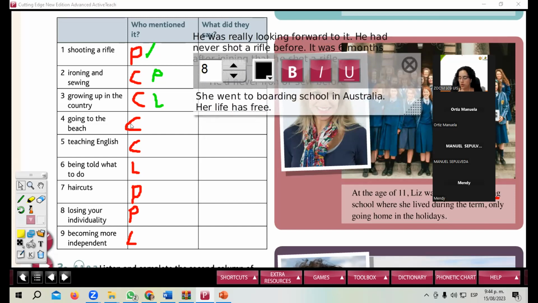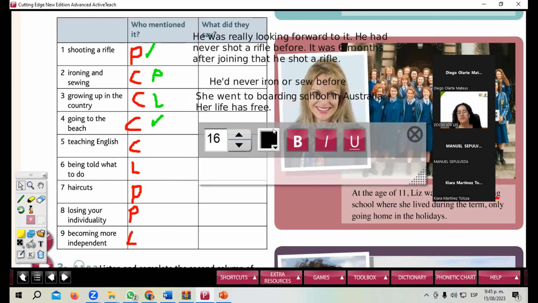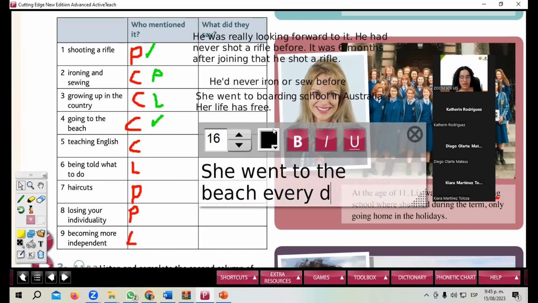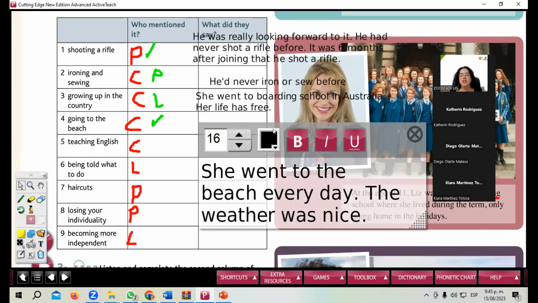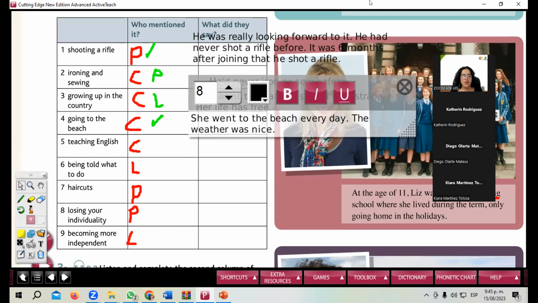What about Kiara for next, going to the beach? It was Catherine who mentioned this, Kiara. Going to the beach. I don't remember, but I think that it was Catherine. Yes, this was correct, Catherine. And what else did she say about the beach? No? Nothing else? Okay, yes, Diego. She went to the beach every single day. Mm-hmm. Every day. The weather was nice, she said. The weather was nice. So she went to the beach every day. Mm-hmm. All right, thank you, very good.